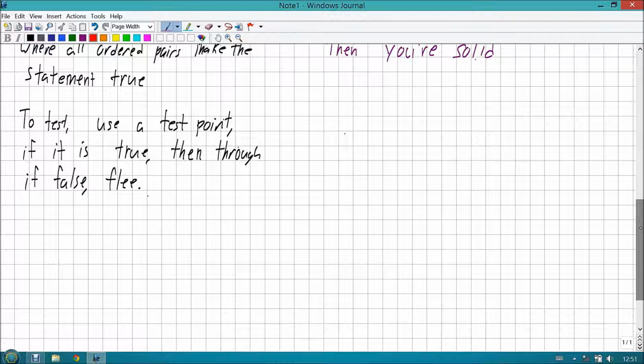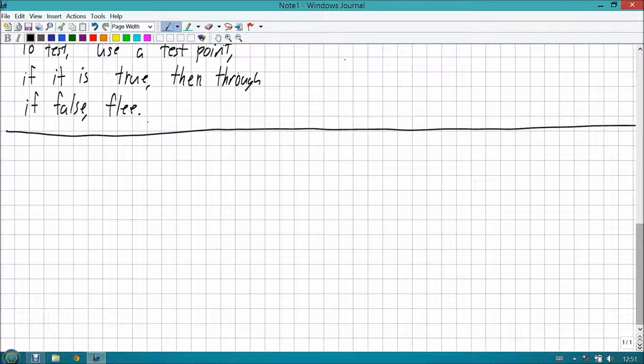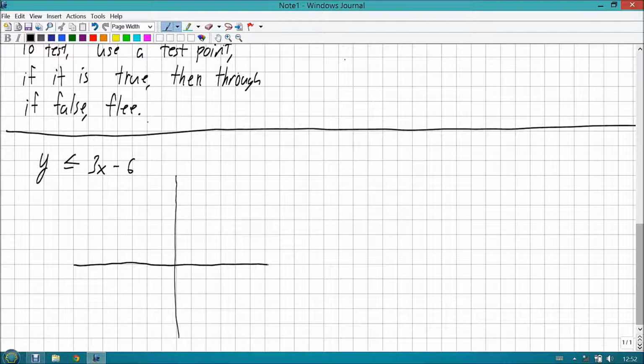Now I know this was really complicated and confusing, so let's do it again and keep it super simple. Mr. O'Neill will do another one as if he was doing it himself. Let's say that we are given the situation y is less than or equal to 3x minus 6. Okay, first thing that I would do is graph the equation as if it was y is equal to 3x minus 6.